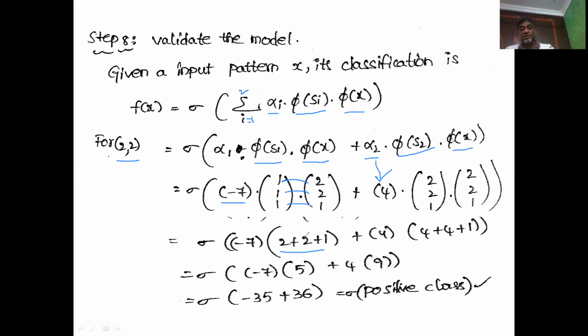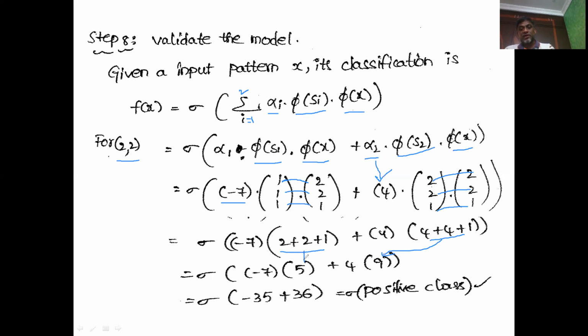That gives 2 plus 2 plus 1, that is 5, plus this gives 2 into 2 plus 2 into 2 plus 1 into 1, which is going to be 4 plus 4 plus 1, that gives 9 here. So minus 7 into 5 plus 4 into 9. This value is 9.